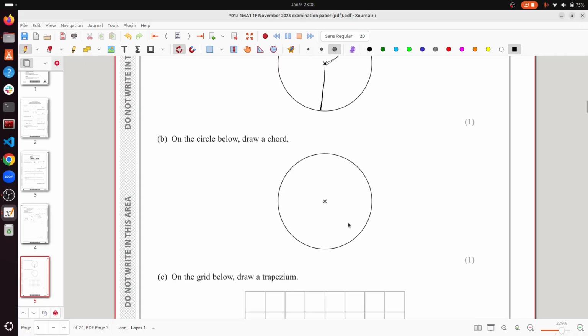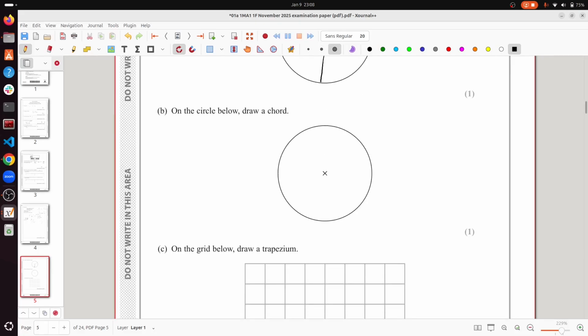A chord is any line joining 2 parts of your circumference. That's a chord. So this line is called your chord.